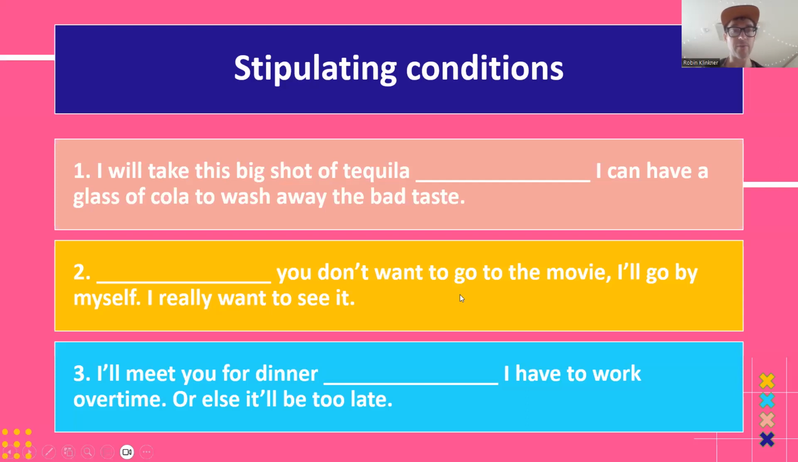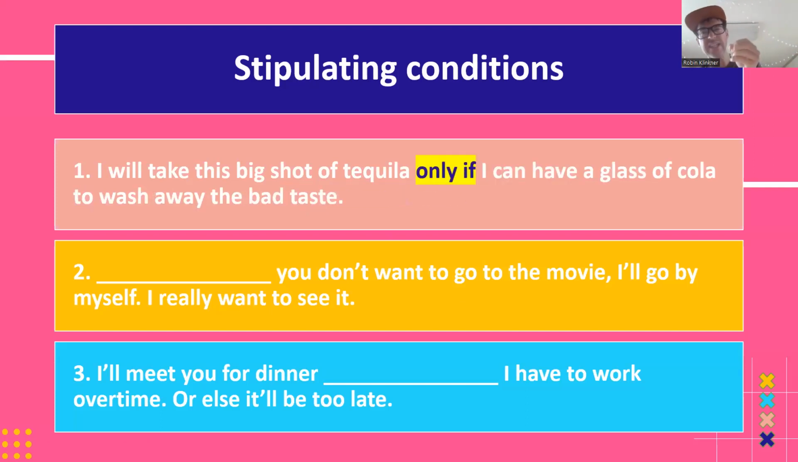So let's just take a look at the first one. I will take this big shot of tequila, blank. I can have a glass of cola to wash away the bad taste. So what would you fill in the blank there? Seems like a glass of cola to wash away the taste is necessary, is needed. So I will take this big shot of tequila, which is very strong and not very good tasting, only if I can have a glass of cola to wash away the bad taste. All right, so complete the other 8.